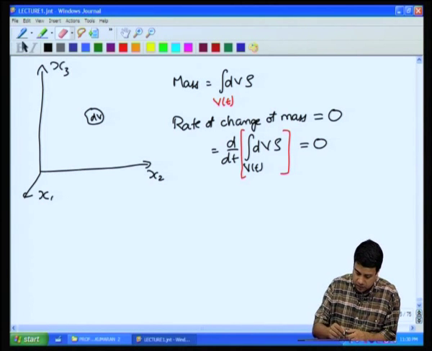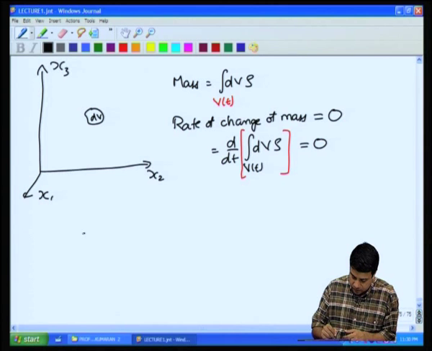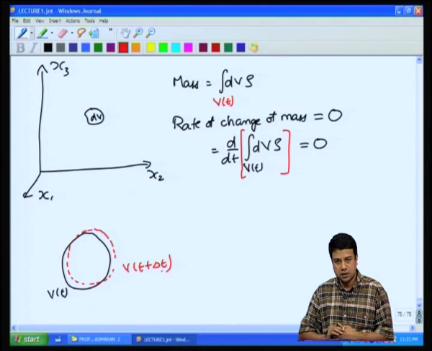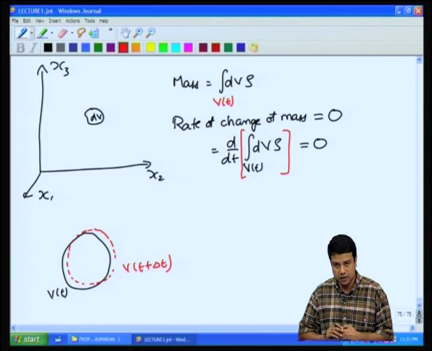We go back to what we had earlier. We have this volume. This is the volume at time t. And after a little bit of time, t plus delta t, this goes to some other volume. This is V at t plus delta t. What is the change in this integral of rho dV between t and t plus delta t?